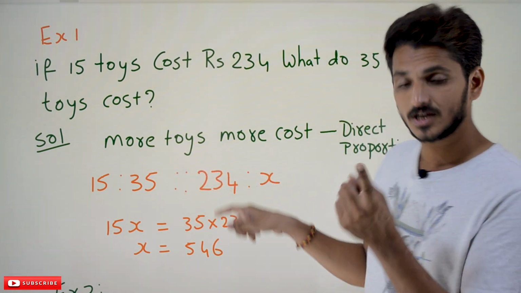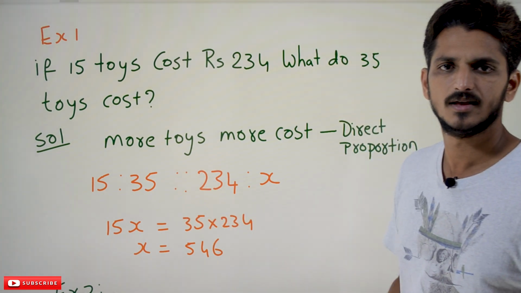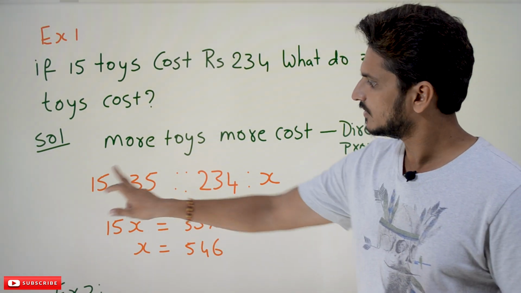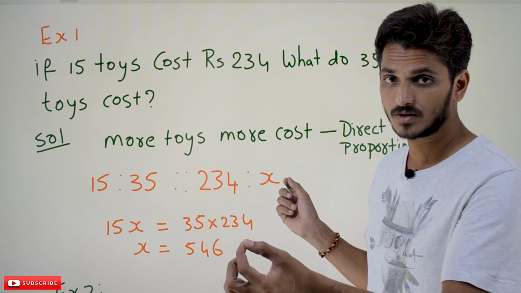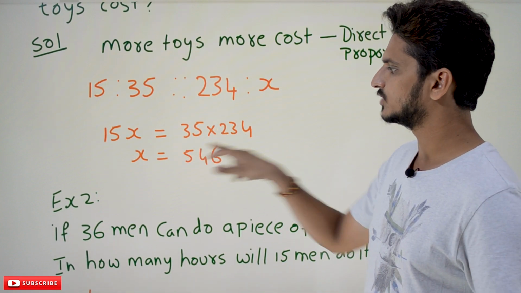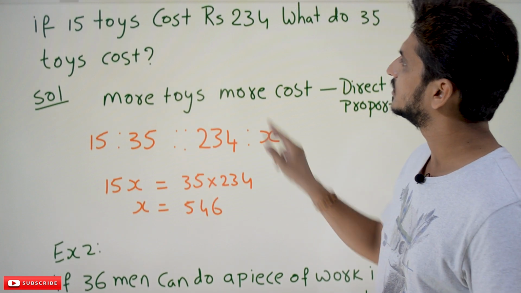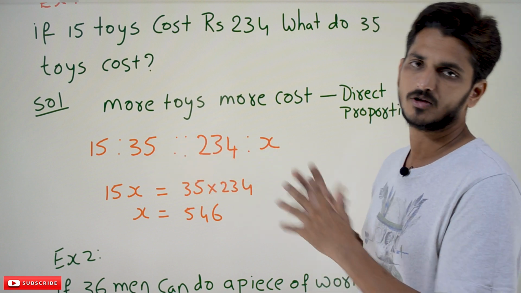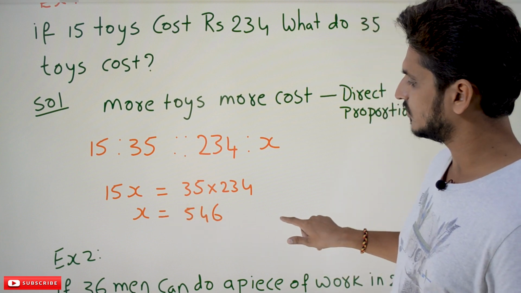This concept we already discussed in our last class. What is meant by proportion? What is this symbol? In our last class we clearly discussed that if two ratios are equal, these are called the extreme terms, these are called the mean terms. Product of extreme terms is equal to product of mean terms. So 15x is equal to 35 multiplied by 234, x is equal to 546. 15 toys cost 234. How much is the cost of 35 toys? It is x. Product of mean terms is equal to product of extreme terms. From that we get x is equal to 546.